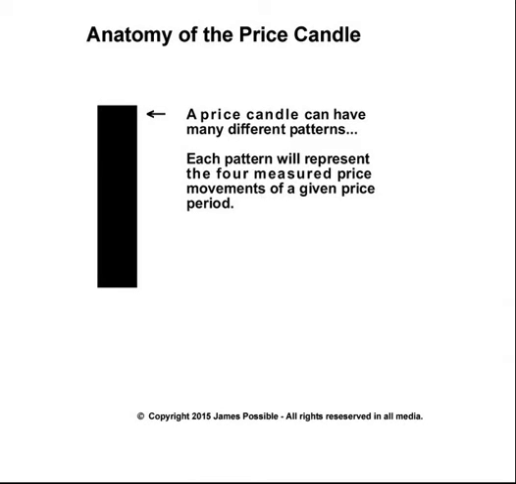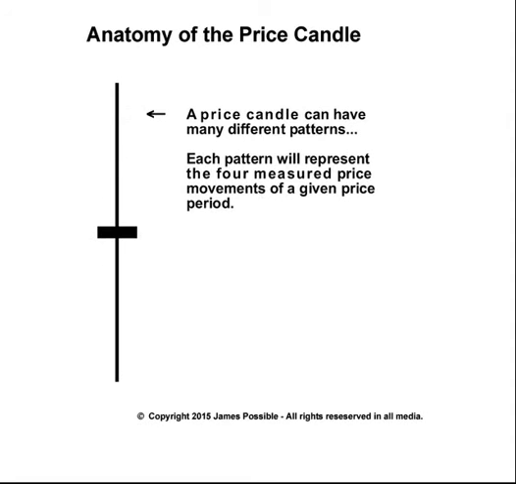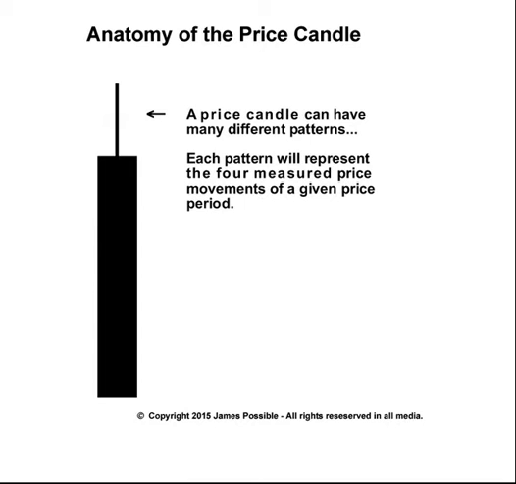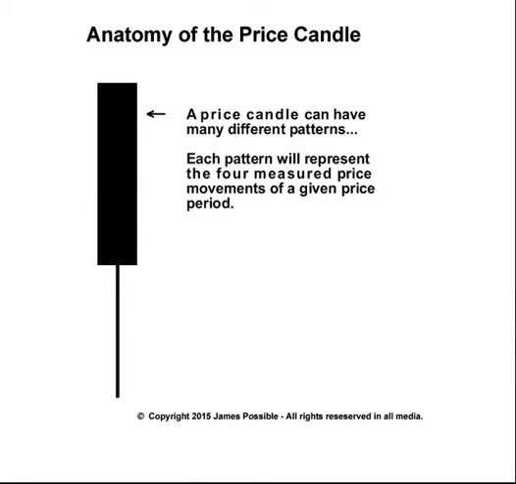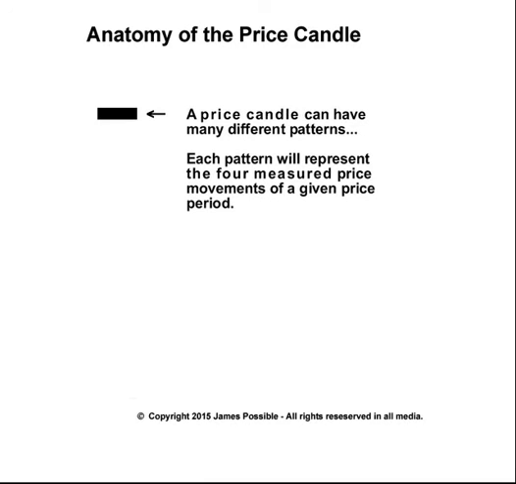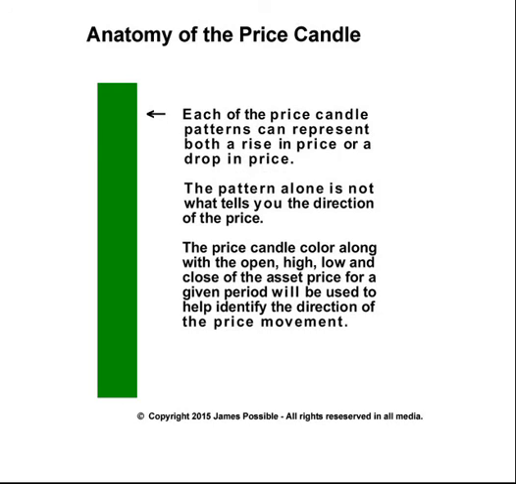Now, a price candle can be made of many different patterns. Each pattern is going to represent a particular movement of price within a given period of time. I'm just showing you some different examples. The pattern of the candle is really only limited by the movement of the price within that period. So there is no limitation other than that. Each price candle or pattern can represent both a rise in price or a drop in price. And it can even represent no change, where the open and the close are at the same price point.